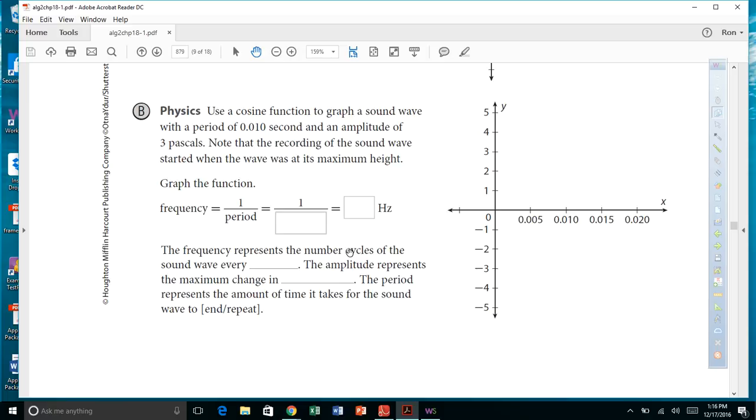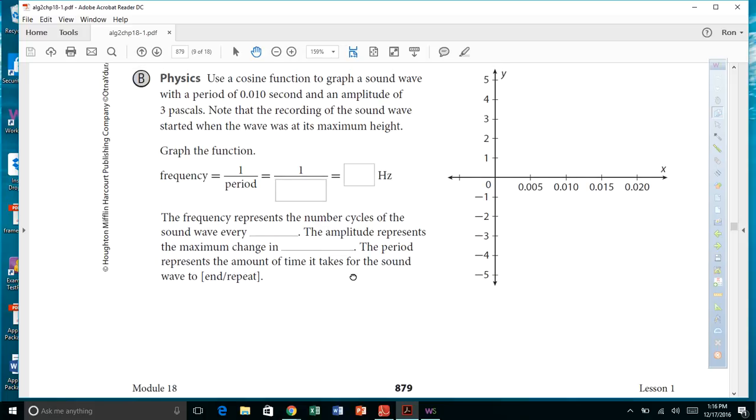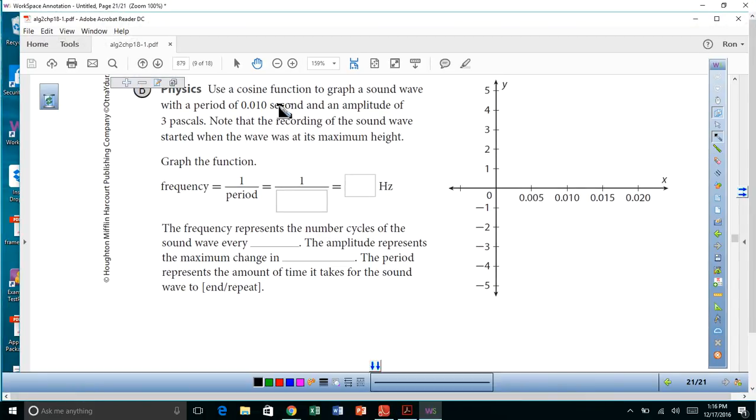All right, B, here's where we come in. Use a cosine function to graph a sound wave with a period of 0.01 second and an amplitude of 3 pascals. Note that the recording of the sound wave started when the wave was at its maximum height. That's a hint right there. The cosine starts at its maximum.